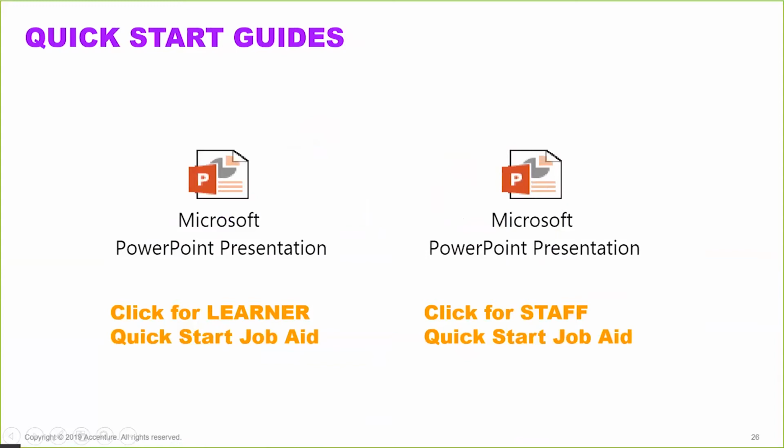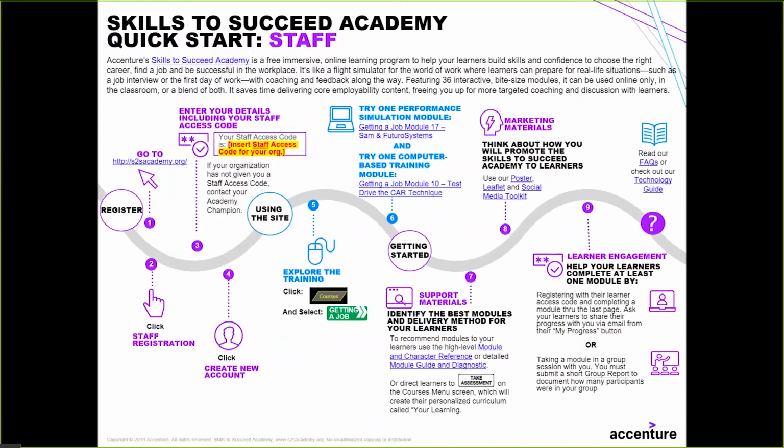We have a more in-depth version for staff. Again, it starts with the registration process, going to s2sacademy.org, clicking on staff registration. You can tailor this to your location by entering your staff access code here before you distribute it to other staff, and click on Create New Account. And then you can explore the training by clicking on courses and then Getting a Job.